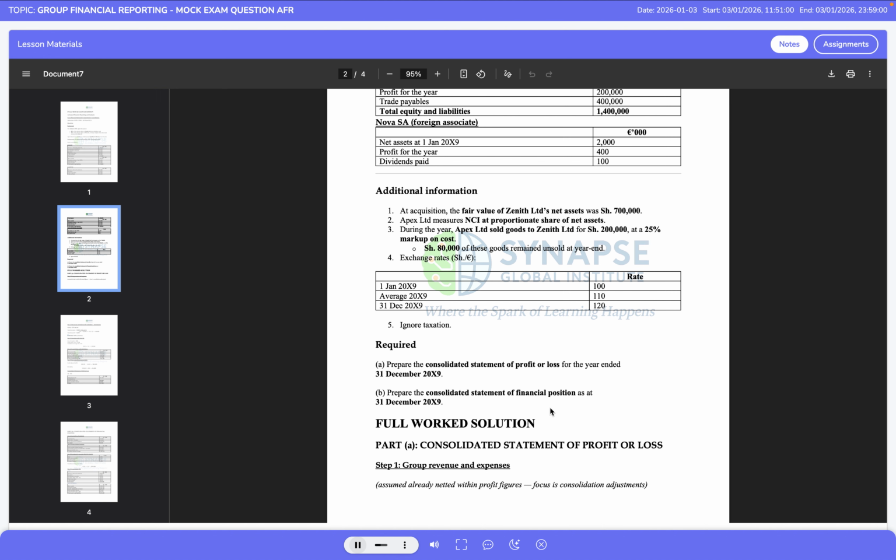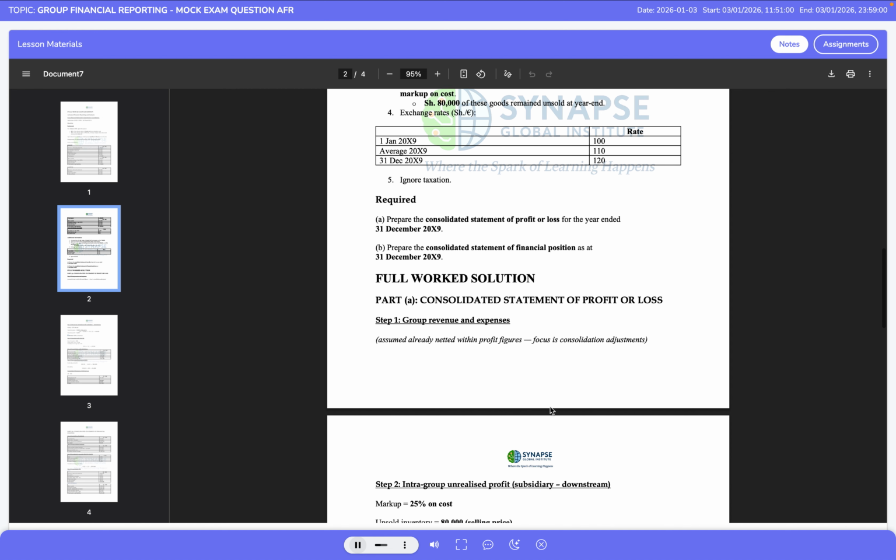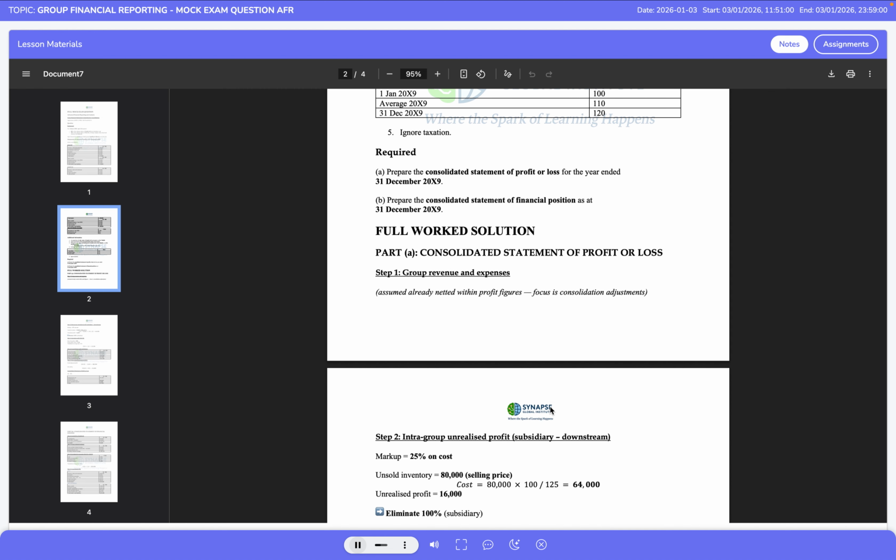This introduces an intra-group unrealized profit that must be eliminated in full because the transaction is downstream and Zenith Limited is a subsidiary. Finally, taxation is to be ignored. Simplifying the analysis, in preparing the consolidated statement of profit or loss, we begin by focusing on consolidation adjustments rather than recomputing detailed revenue and expense lines.